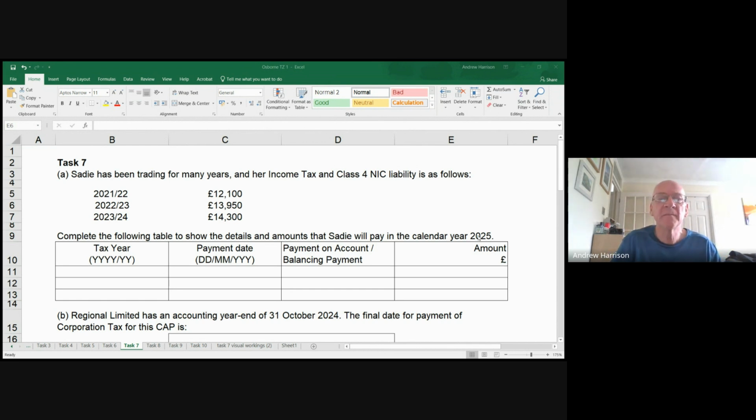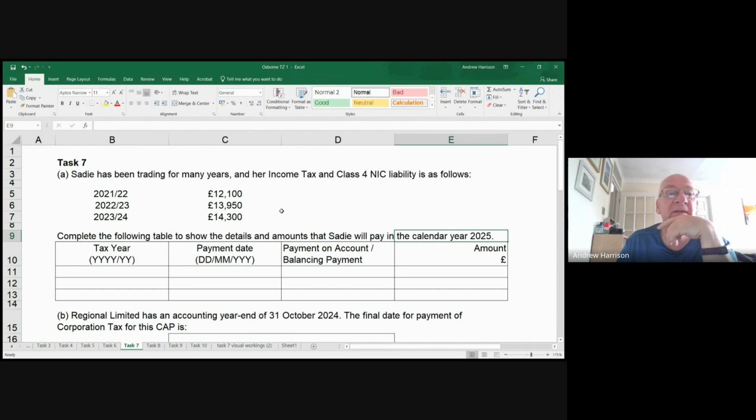This one starts off with a sole trader. It doesn't actually say she's a sole trader. It's just got her name, though, that's a clue. But also the biggest clue is the fact that there's class 4 national insurance being paid. So we haven't got any problem working out that she's a sole trader. We've got 3 previous years' tax amounts, and we've just got to work out exactly how much is due in the calendar year 2025.